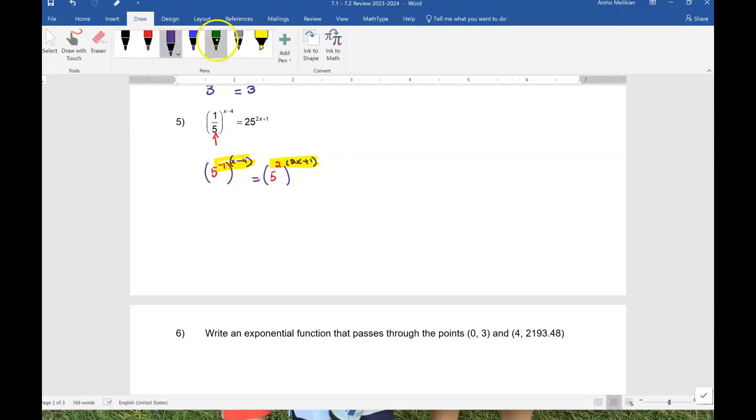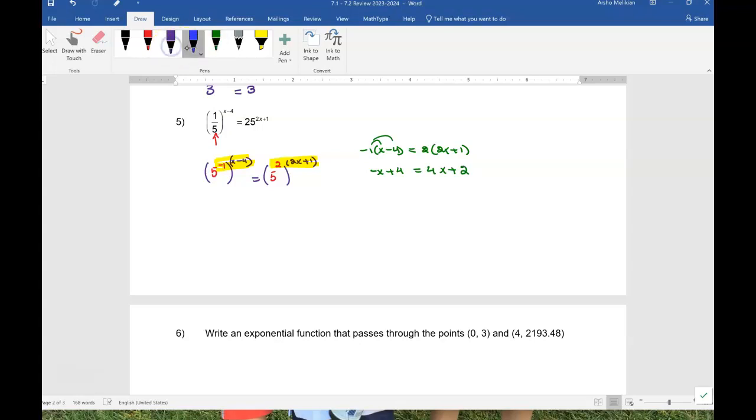So I say negative 1 times x minus 4 is equal to 2 times 2x plus 1. Do you see all of these parentheses? If you don't have those parentheses, it's going to be all wrong. So now distribute. So I get negative x plus 4 equals 4x plus 2.